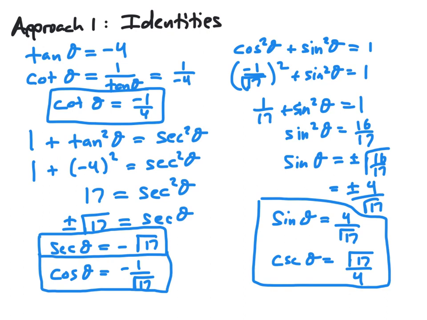And so here we have all 5 of the trigonometric values for the angle theta, whose tangent theta is -4, and whose sine is positive. And next we'll look at a second approach using right triangles, and we'll see that we obtain these same 5 values.